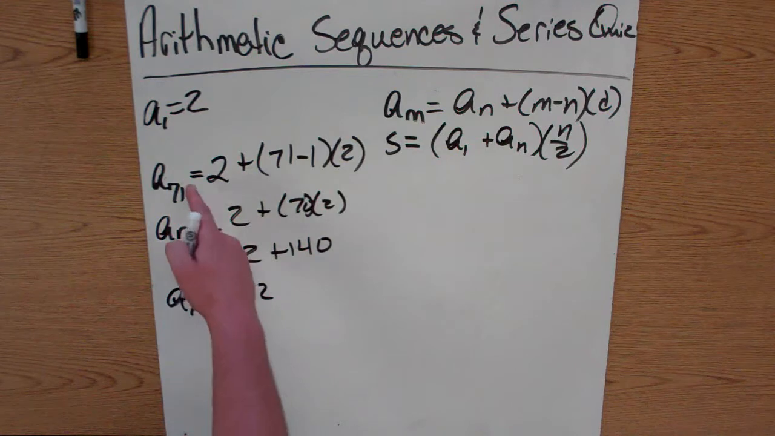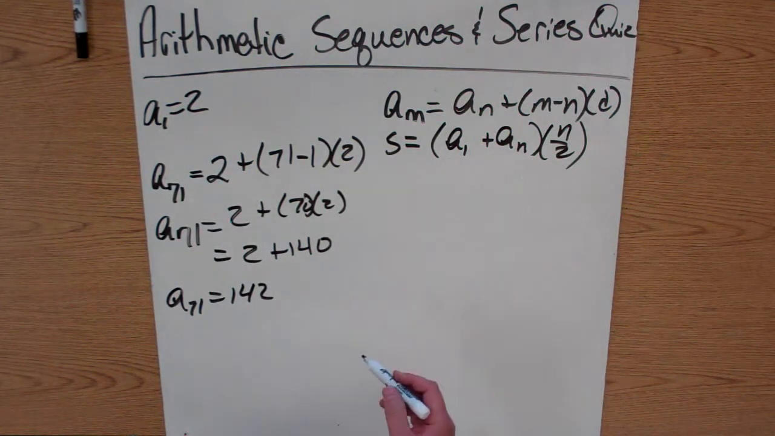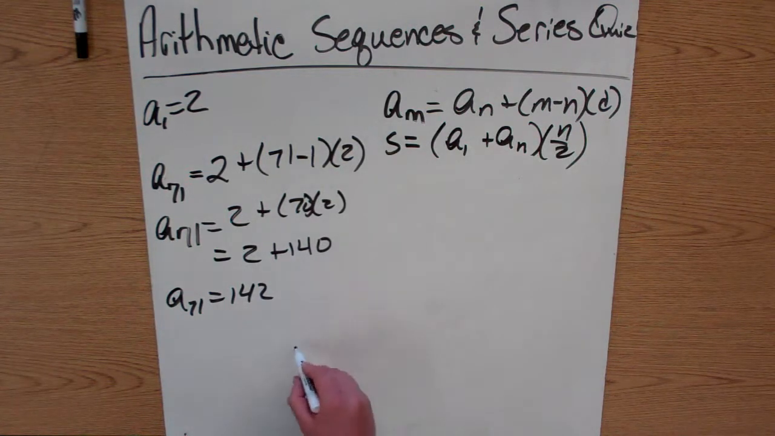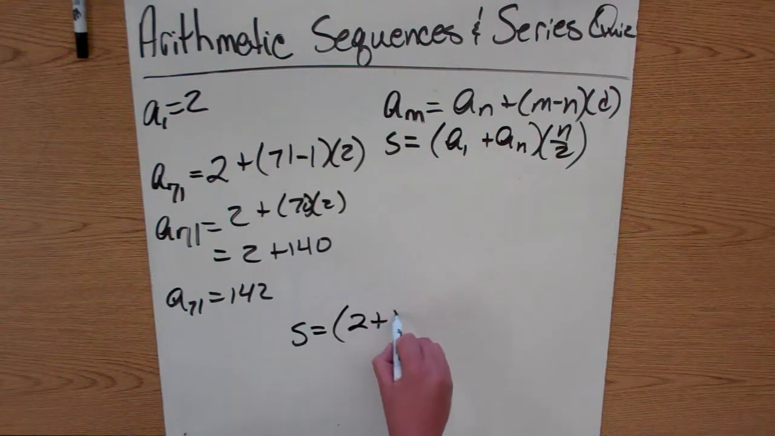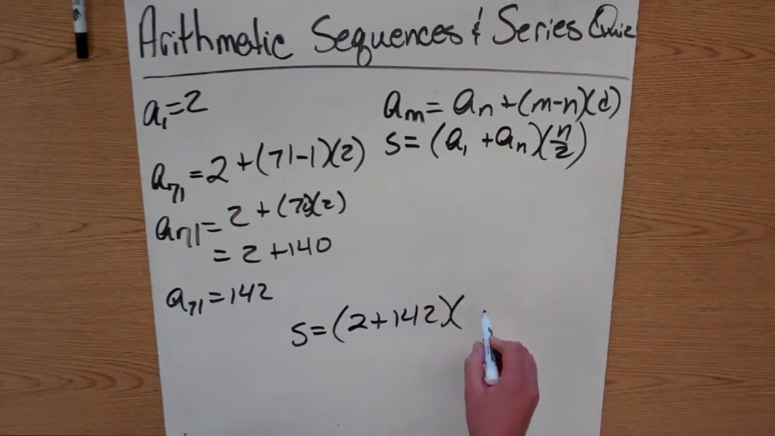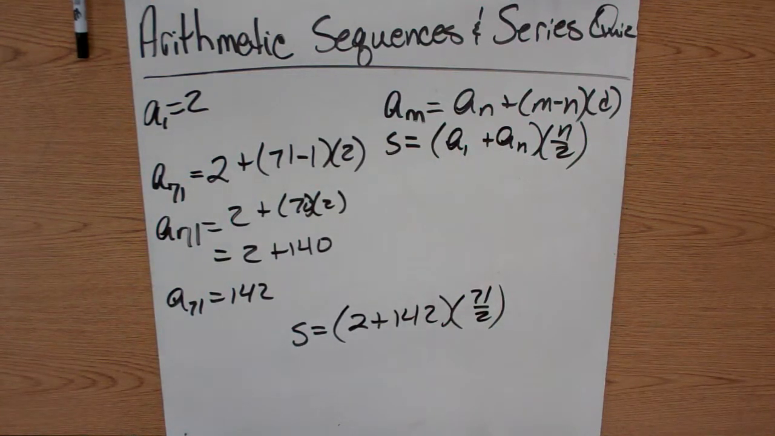All right, so now we have our first term, we have our last term, we know our number of terms, so now just plug into the sum formula. So our sum equals our first term, 2, plus our last term, 142, times half our number of terms, so 71 over 2. All right. Plug this into your calculator, and you get 5112.